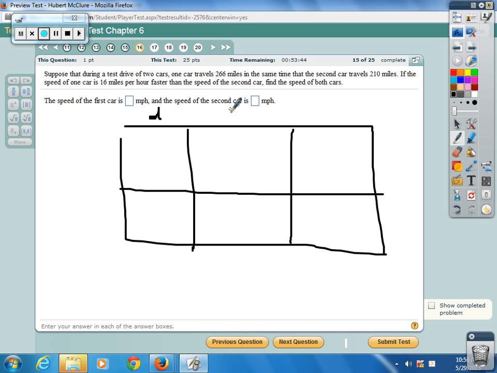Distance equals rate times time. Suppose that during a test drive of 2 cars, one car travels 266 miles in the same time that the other car travels 210 miles. So the first car travels how far? 266. And that goes under distance. And what goes in the second car? 210.